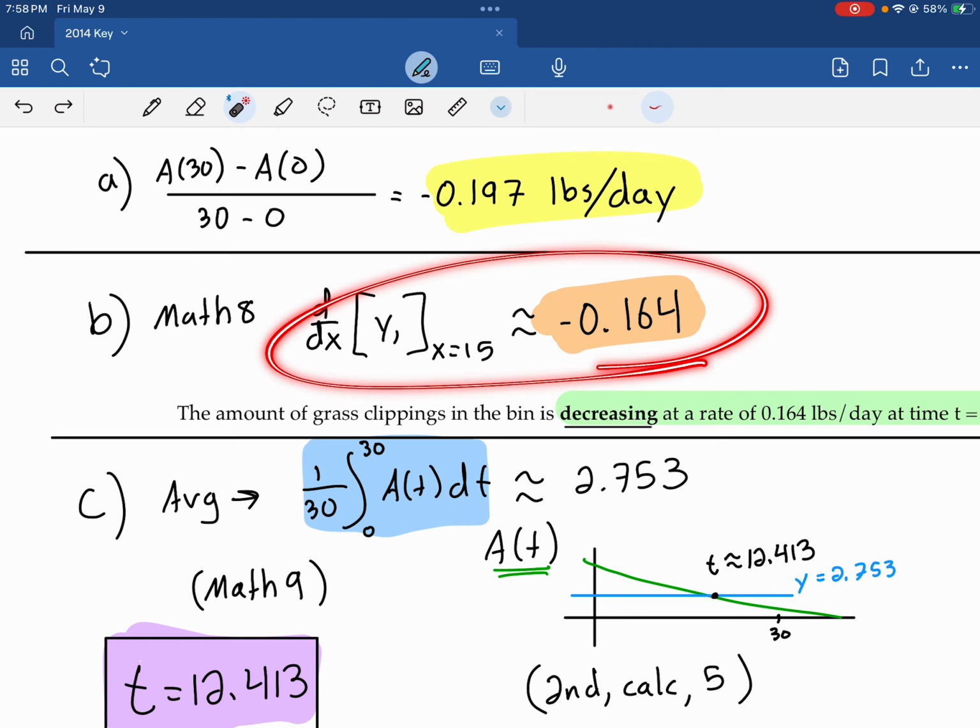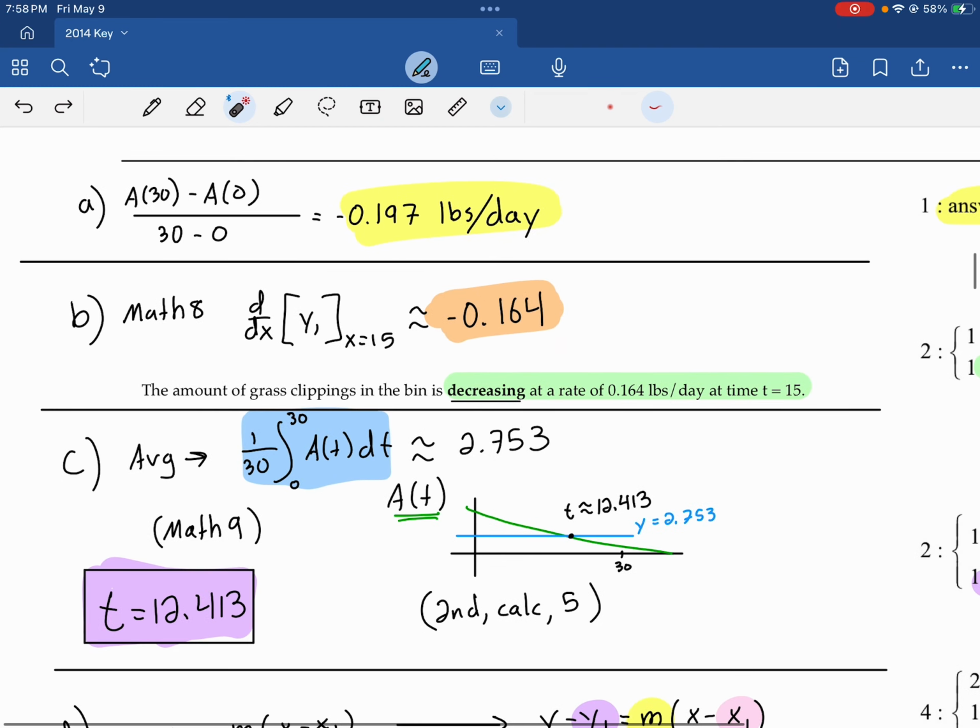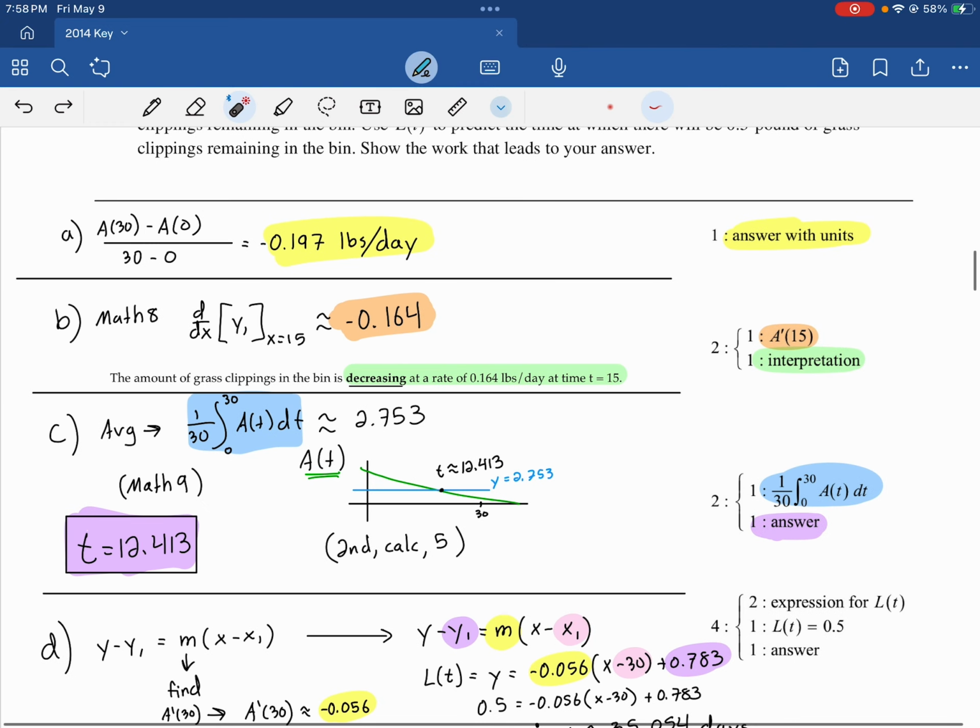Because the derivative is negative, I can say that the amount of grass clippings in the bin is decreasing at a rate of 0.164 pounds per day at this time. Finding the derivative is 1 point, and your interpretation stating that it decreases at this time is another.